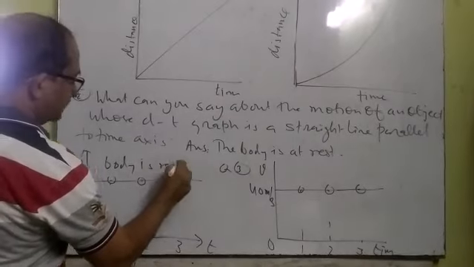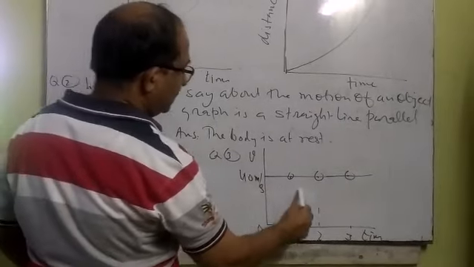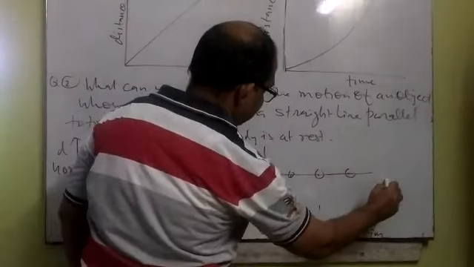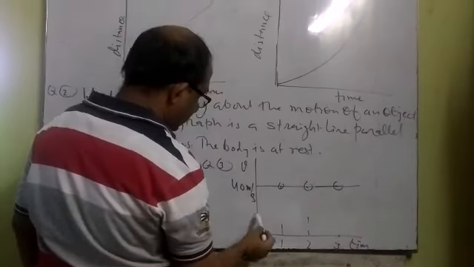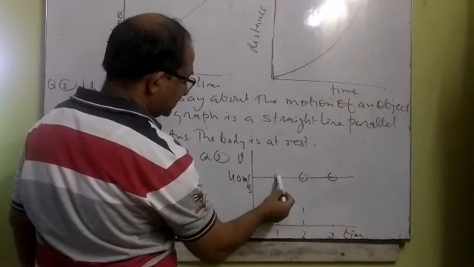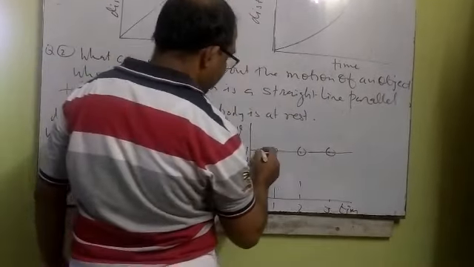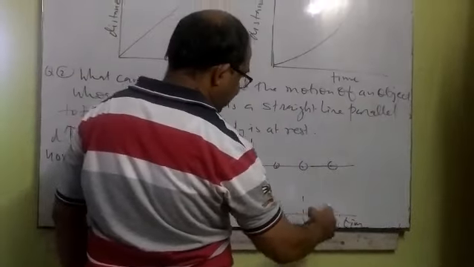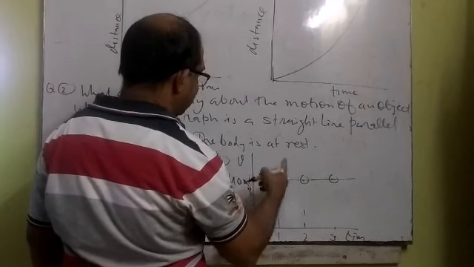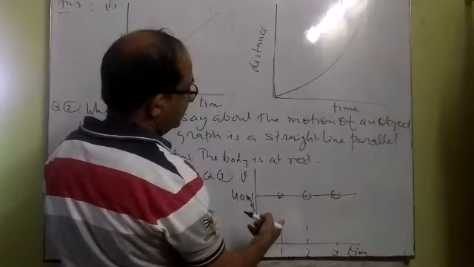Next, question number 3 is: what can you say about the motion of an object whose velocity-time graph is parallel to the time axis? In this situation we can draw a velocity-time graph parallel to the time axis. Suppose the body moves with 40 meters per second initially, after 1 second again its speed is 40, after 2 seconds again 40, after 3 seconds again 40. It means the body does not change its speed with equal intervals of time, which means it moves with a constant speed of 40 meters per second. In this situation the graph shows that the body is in uniform motion.